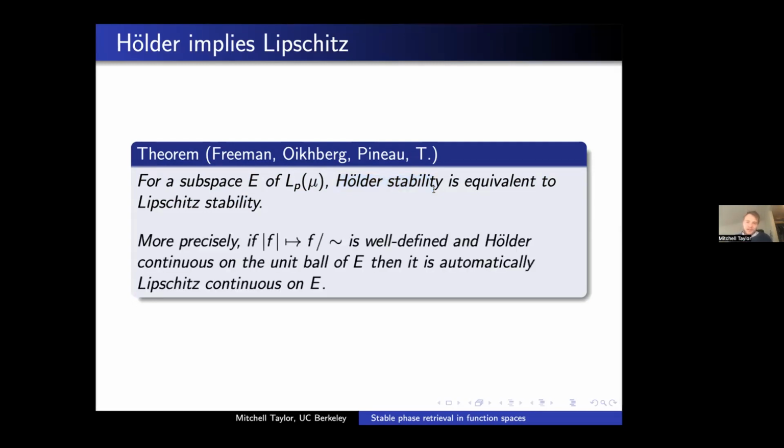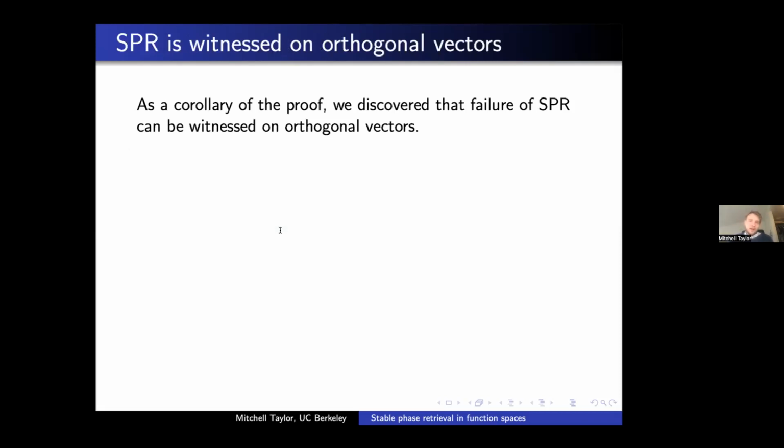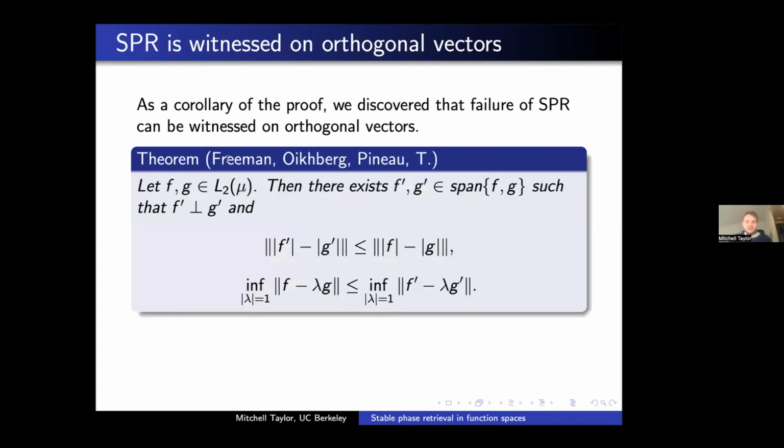What I mean more precisely is, if the map sending the absolute value of F to F modulo phase is well defined and continuous on the unit ball of E, then it will necessarily be Lipschitz continuous on the whole of E, of course with a much bigger constant, a constant that scales like 1 over gamma, but nonetheless is finite. To prove this theorem, we identified where instabilities can occur. This theorem is both for real and complex scalars, and it says that instabilities in phase retrieval problems always happen on orthogonal vectors.